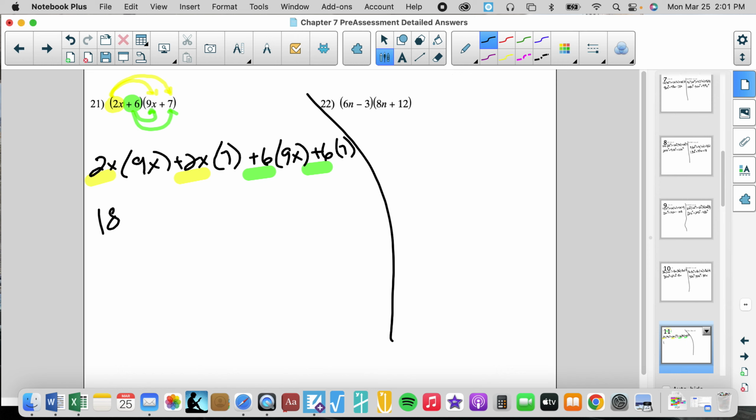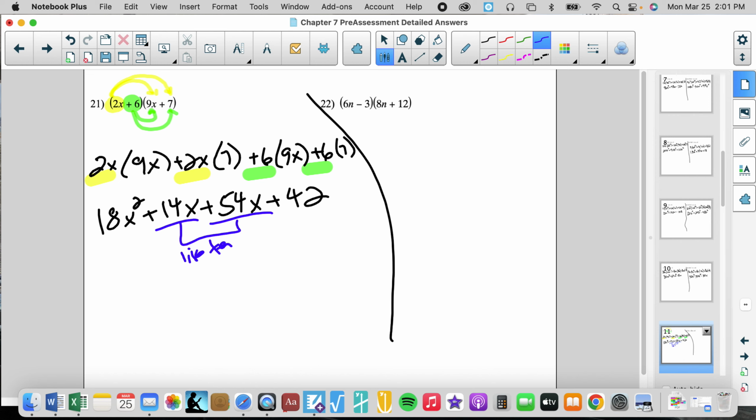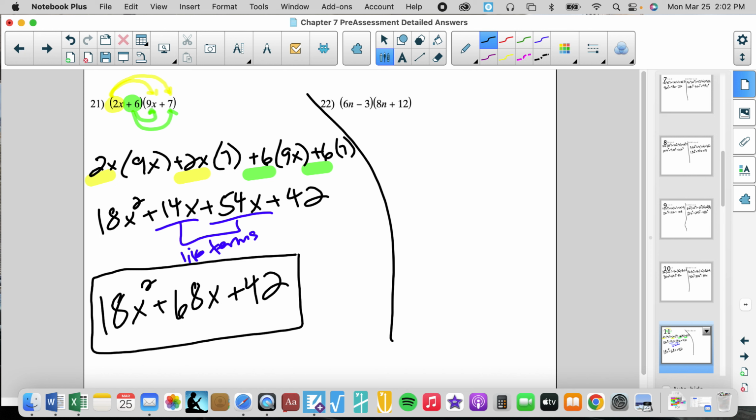So that's going to give us 18x squared plus 14x plus 54x plus 42. And this is where, knowing your times tables, we have like terms here. 14x and 54x are like terms. So we have 18x squared plus 68x plus 42, and that is our answer. We can't combine any of those. x squared is not like terms with x, so they can't be combined.